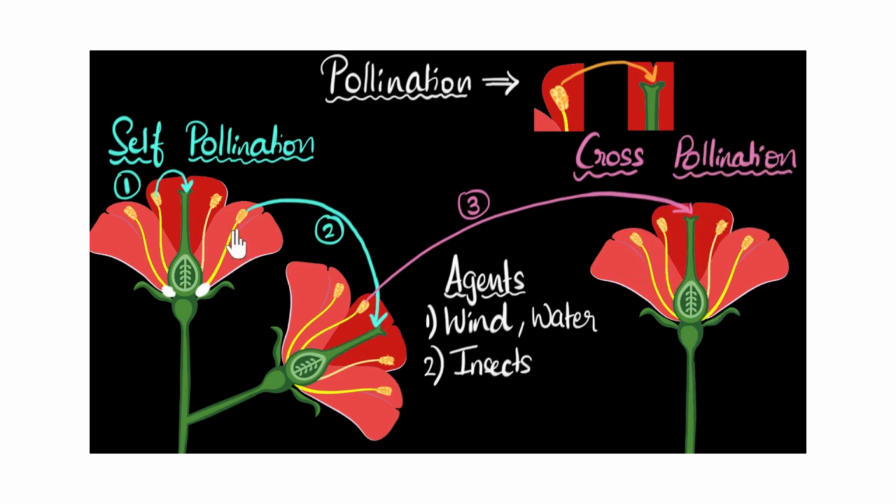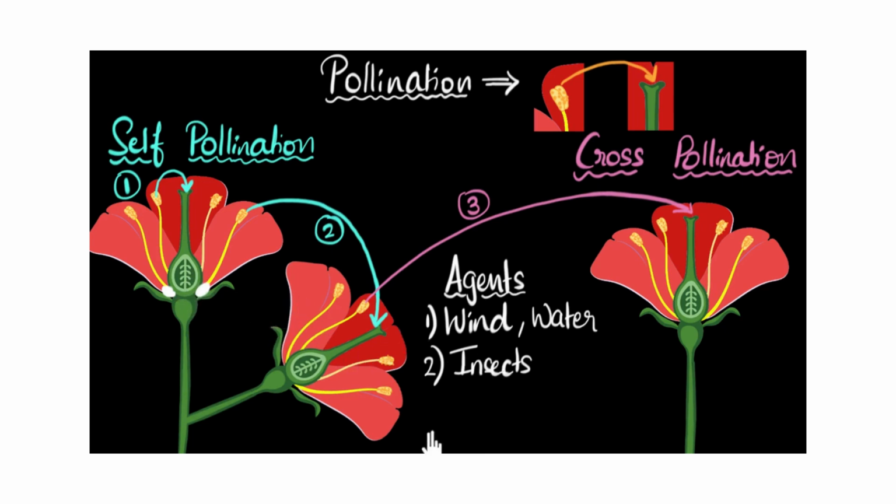Okay? Now, of course, the pollination has happened, but that's not the end of the story. It's actually the beginning of the story. Remember, the sperms inside the pollen grain still need to travel all the way into the eggs, which are found in the ovaries. And that is something we'll talk about in a future video.